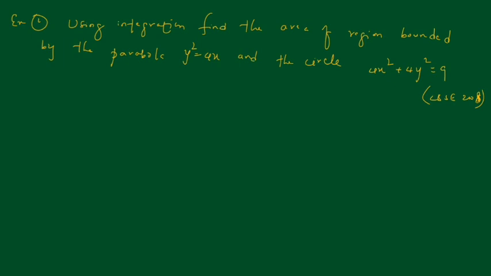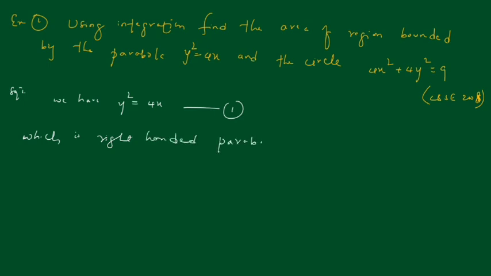So let's see the solution for this one. So we have y square equals to 4x. Take it as equation 1, which is a right-handed parabola, right? So let's draw the figure here using the parabola and 4x square plus 4y square equals to 9. It is a circle, right?